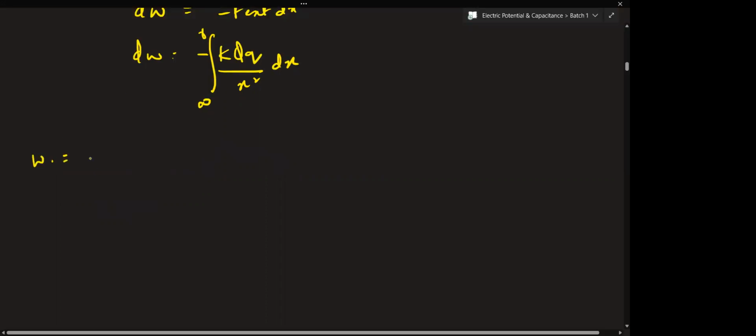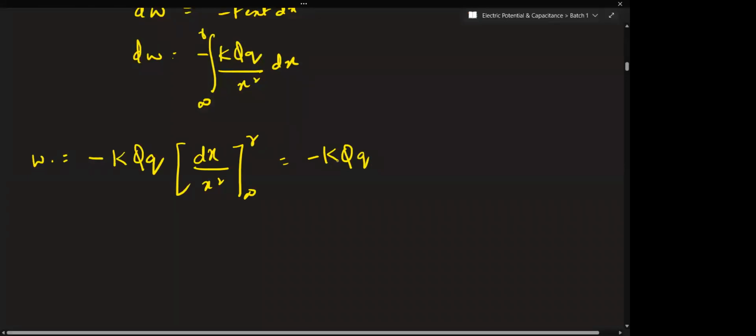Now work done will be negative K capital Q small q, the constant that you can bring up, and what is left is dx by x square from infinity to the point R. Now minus K Q small q, what will be left? 1 by x will be left, because x to the power minus 1 will be there. You can remember it directly: the integration of 1 by x square is given by minus 1 by x. So this is from infinity to the point R.